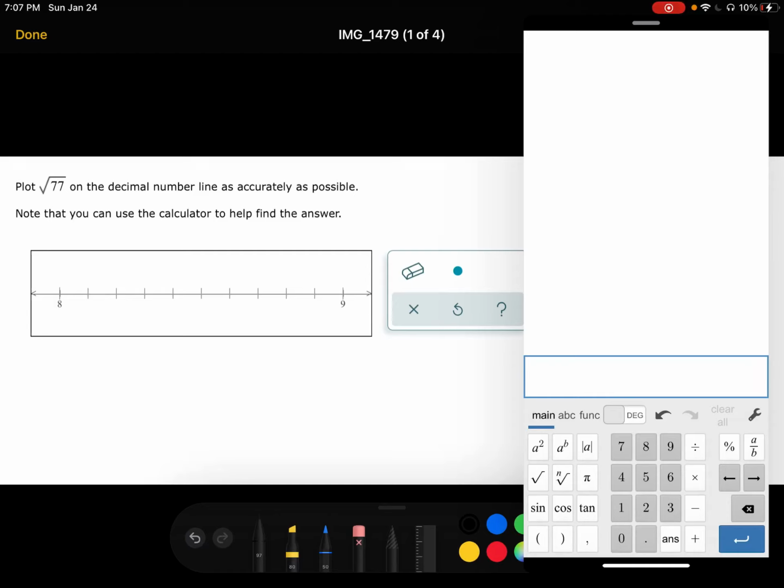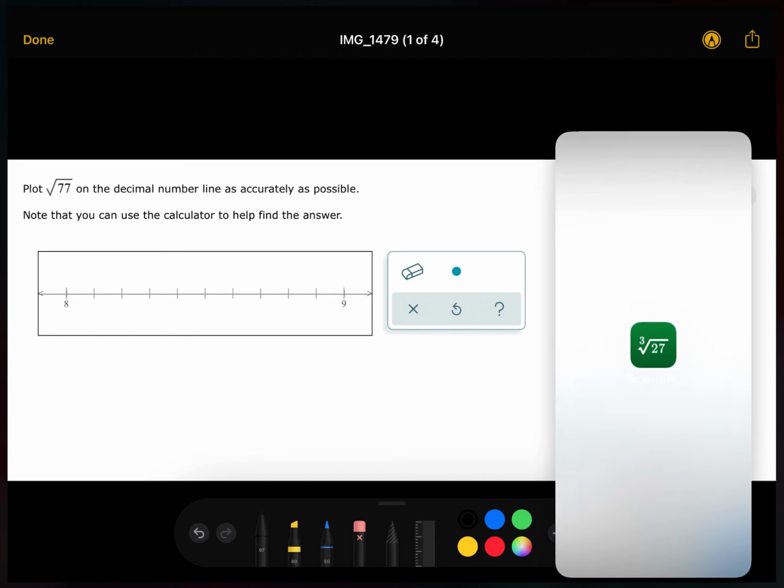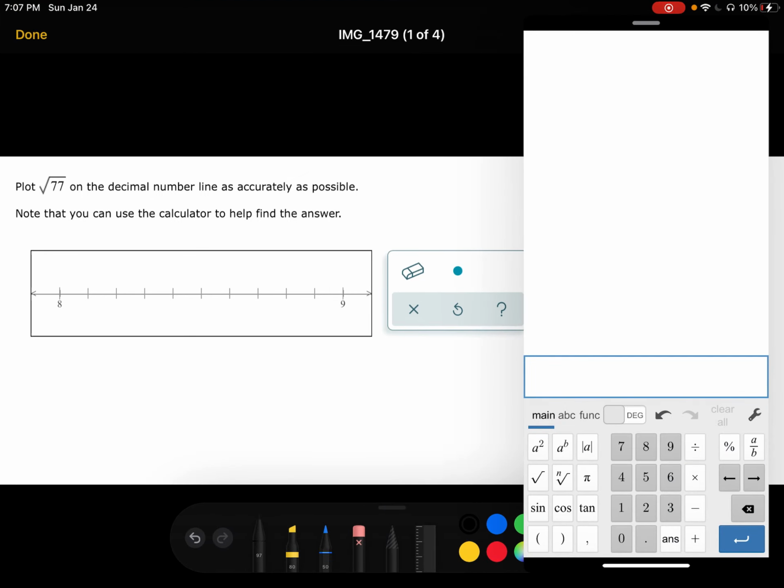So the question says, plot square root of 77 on the decimal number line as accurately as possible. Note that you can use the calculator to help you find the answer. When you're doing this question, the calculator is right there on the actual quiz question. I just have my calculator open because it's a screenshot.